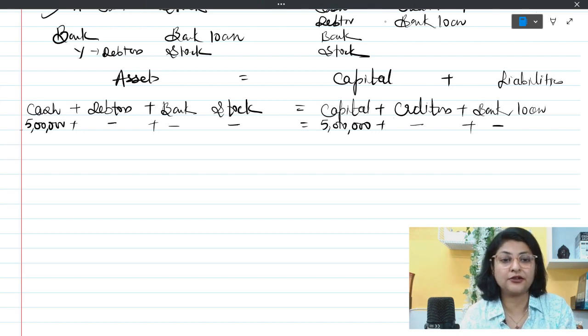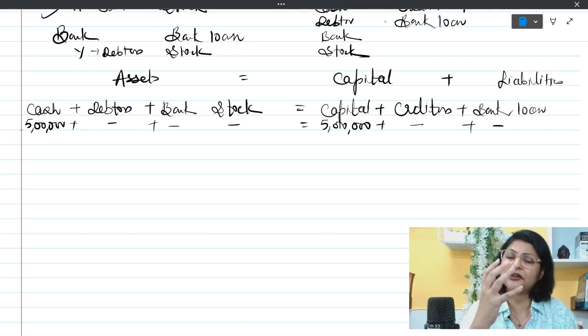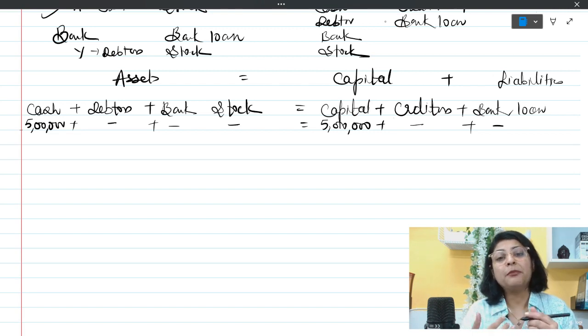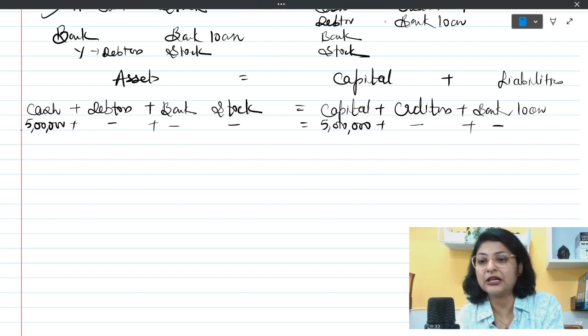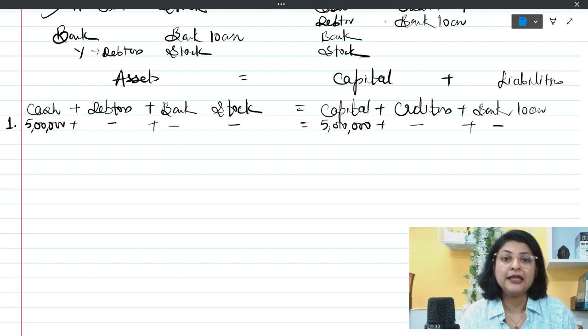So this is going to be like this. Okay, after the first transaction we do not make a new equation, but from the second onwards, every time we will have to make a new equation. So here I can just simply put number 1 as my serial number. Now I will go back to the question and read the second transaction.